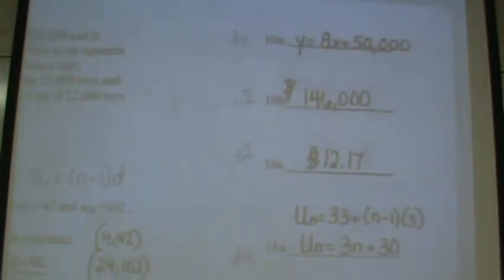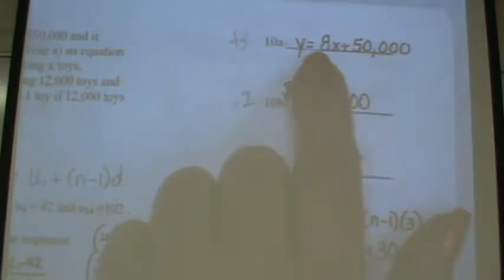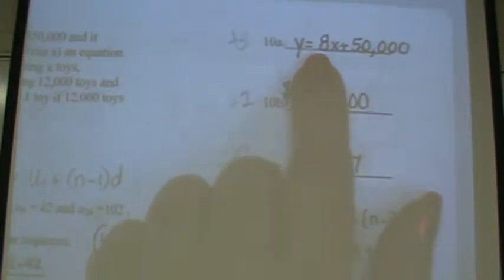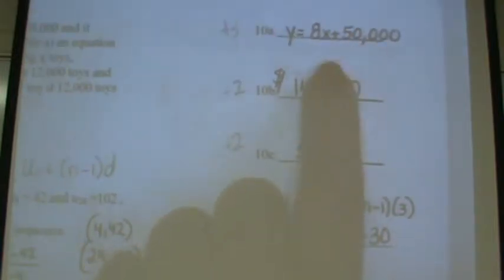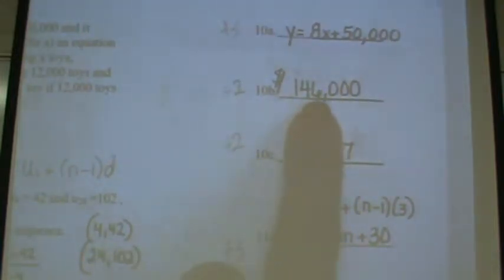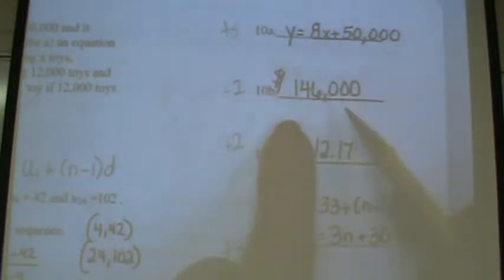Number 10. You're a toy company, you have a fixed cost of $50,000 and a variable cost of $8. That's the cost to make a toy. Your fixed costs are like your rent and insurance. They're asking, how much would it cost to make 12,000 toys? You plug 12,000 in for x, multiply by 8, and add 50,000.